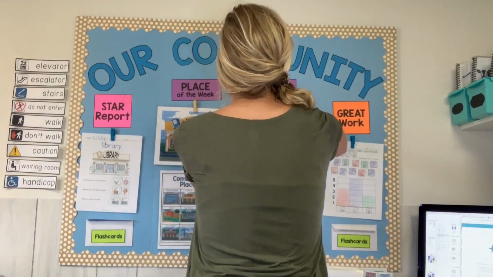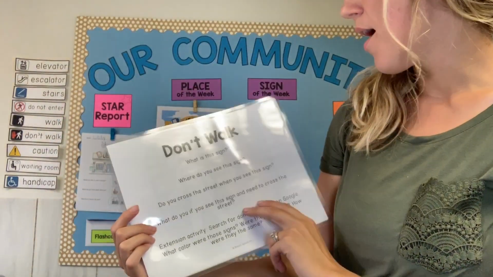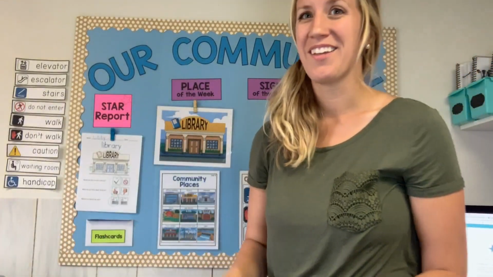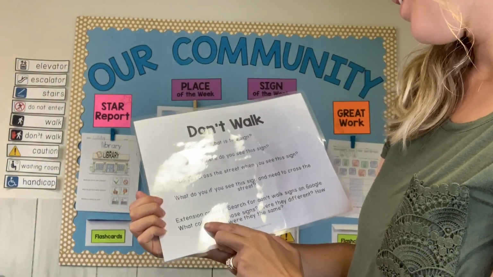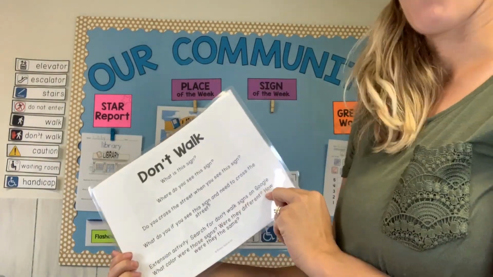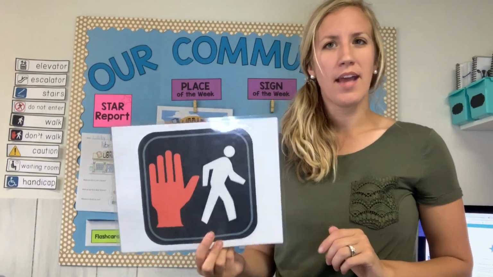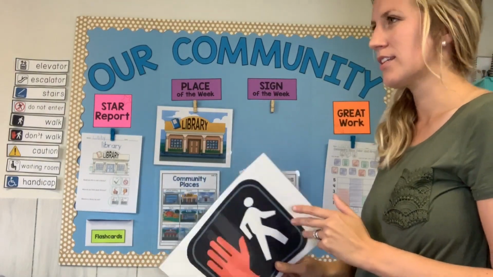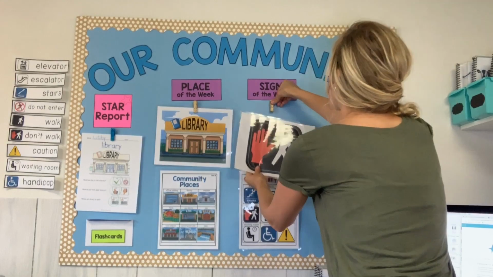And then community signs, same thing. There's a picture and then not quite as many questions, but some basic questions. You can practice, like, walk, don't walk. And then an extension activity: search for walk signs on Google, and talk about how they were the same and how they were different, because not all don't walk signs look exactly like this.